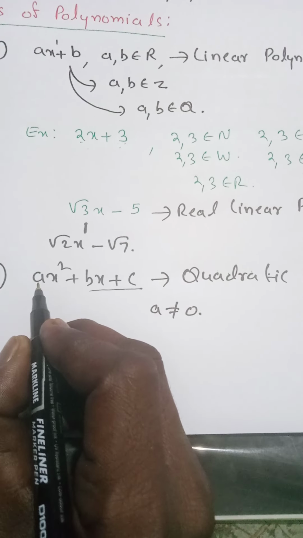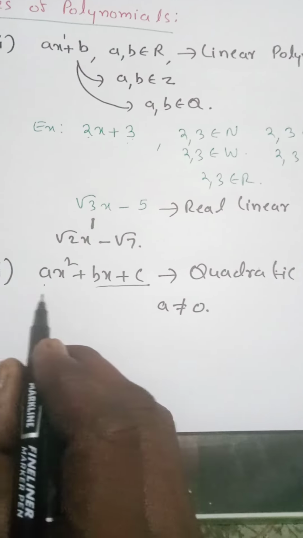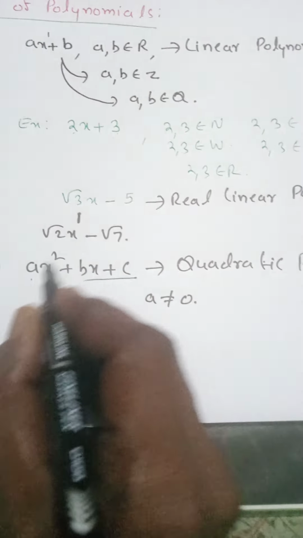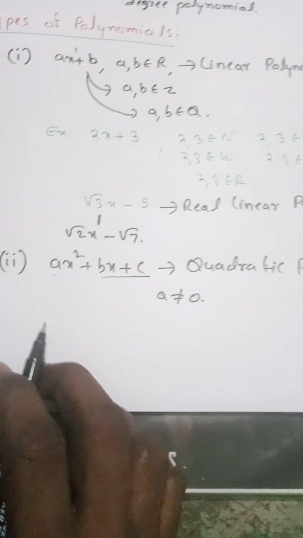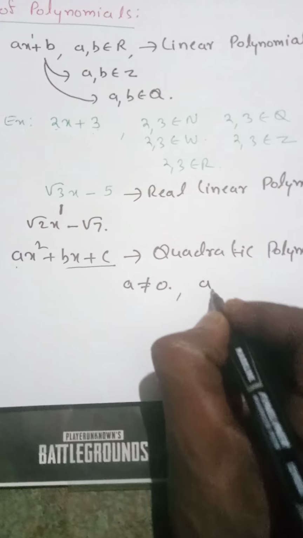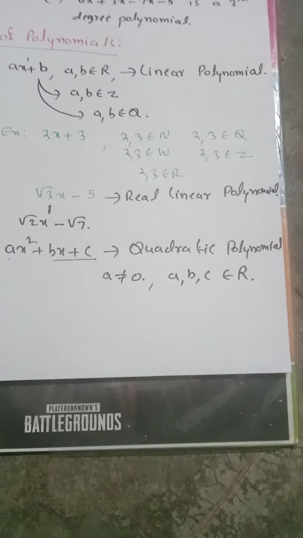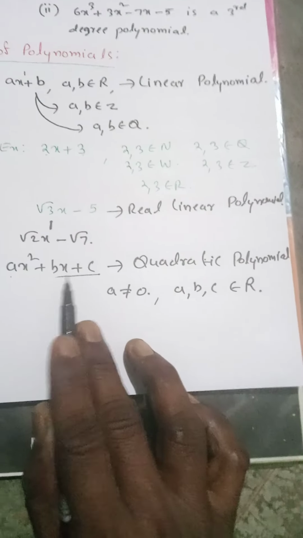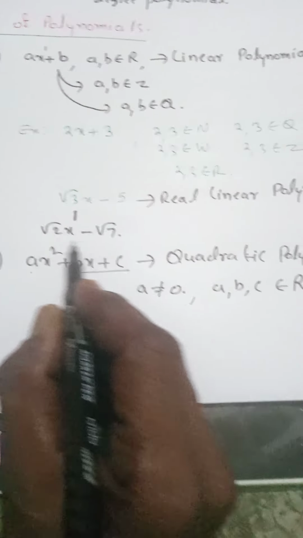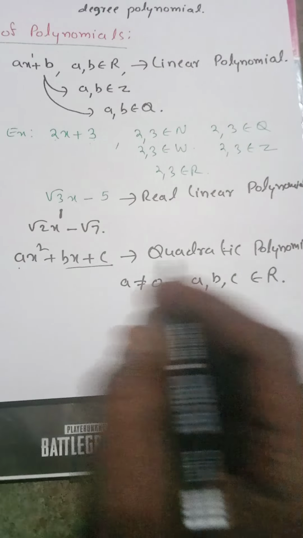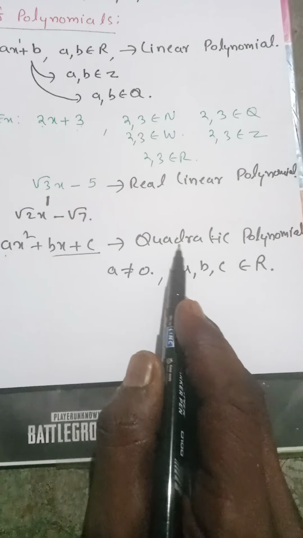If the coefficient of x square is not equal to 0, meaning a number which is not 0, then this type of expression we call a quadratic polynomial, and it is in the single variable x here. Now what can you say about the coefficients a, b, c? They belong to the real numbers. That's why we call it a real quadratic polynomial. If we consider a, b, c are rational numbers, then we call it a rational quadratic polynomial. Suppose a, b, c are complex numbers, we call it a complex quadratic polynomial.